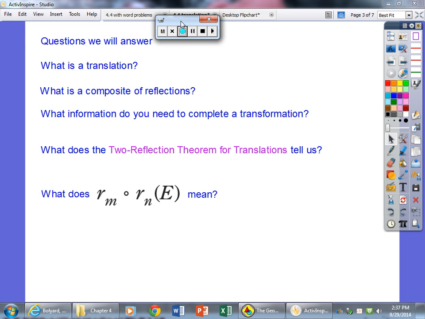Alright, so here are some questions that we're going to answer today. Number 1, what is a translation? What is a composite of reflections? What information do we need to have to complete a transformation? What does the two-reflection theorem for translations tell us? And what does this symbolism right here mean?